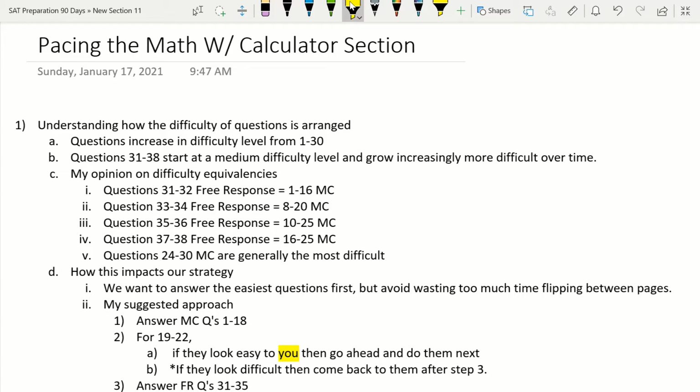Today I'll be taking you through how to pace the Math with Calculator section of the SAT. I have scored perfectly on the Math section of the SAT on back-to-back SAT tests, and today I'll be giving you my insights into how I recommend pacing that Math with Calculator section.